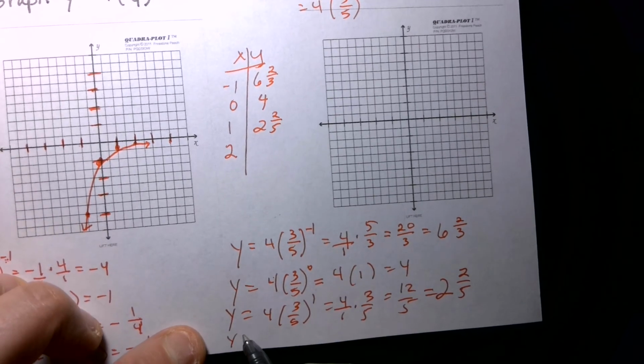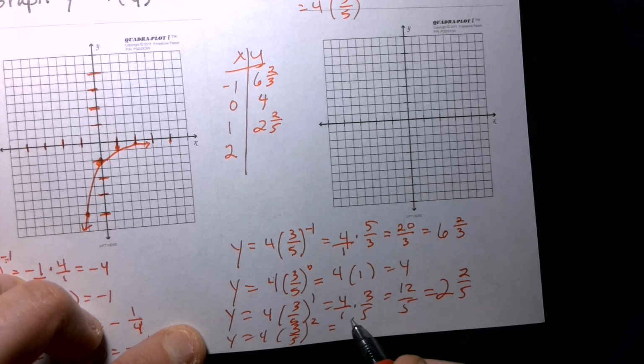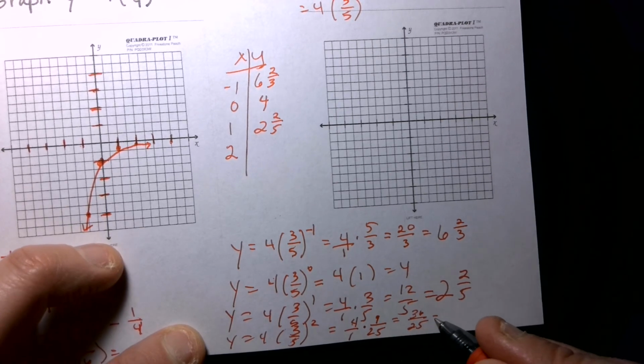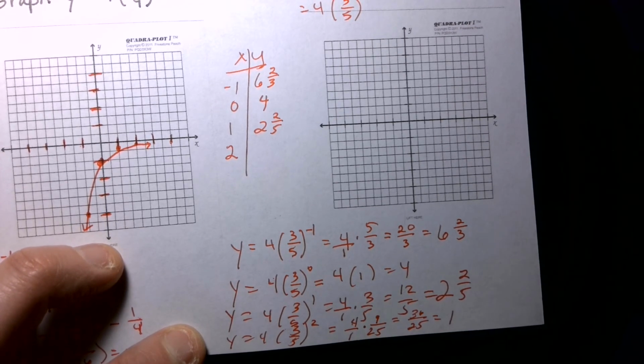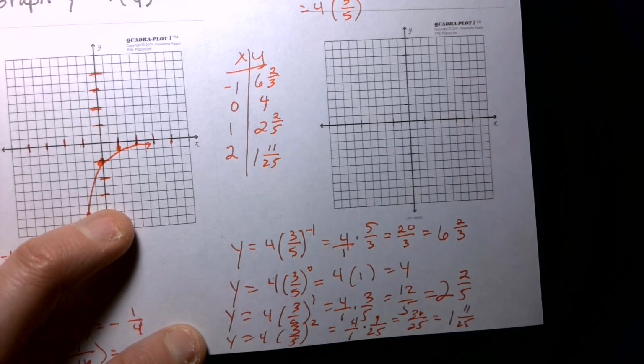And 2, y equals 4 times 3/5 to the second power is 4 over 1 times 3/5 squared. So that would be 3 times 3 is 9. 5 times 5 is 25. 4 times 9 is 36 over 25. 25 goes into 36 one time with 11 left over. So 1 and 11/25ths.